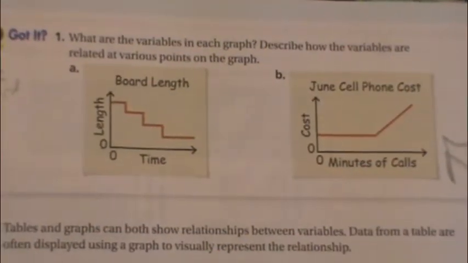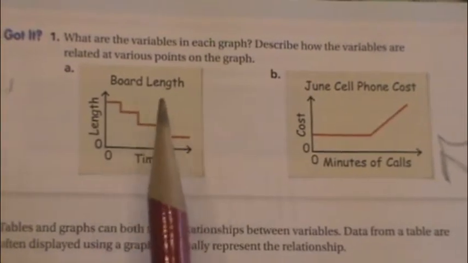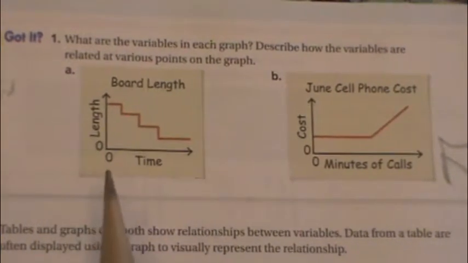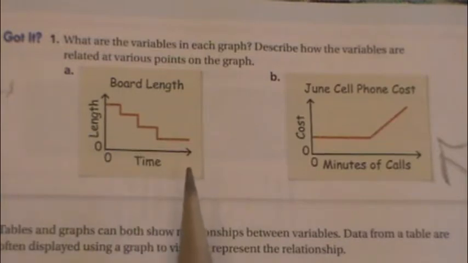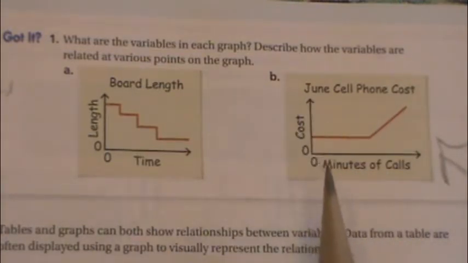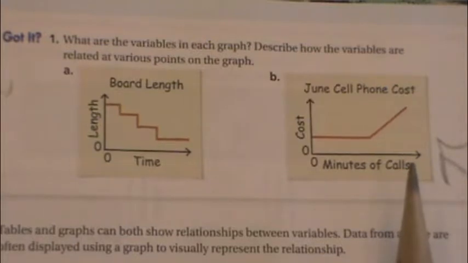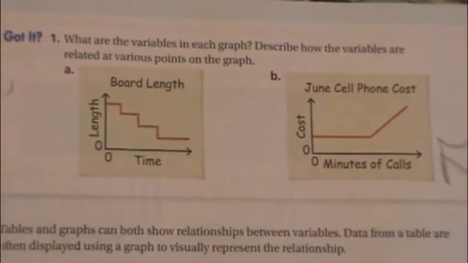Got it, number 1, on the top of page 235. There are 2 graphs. Letter A is a graph labeled board length. What is the length over time? Problem B is June cell phone cost. Here's the cost on the y-axis. Here's the minutes of calls on the x-axis. You take some time, think that through, and then come back and check with me.